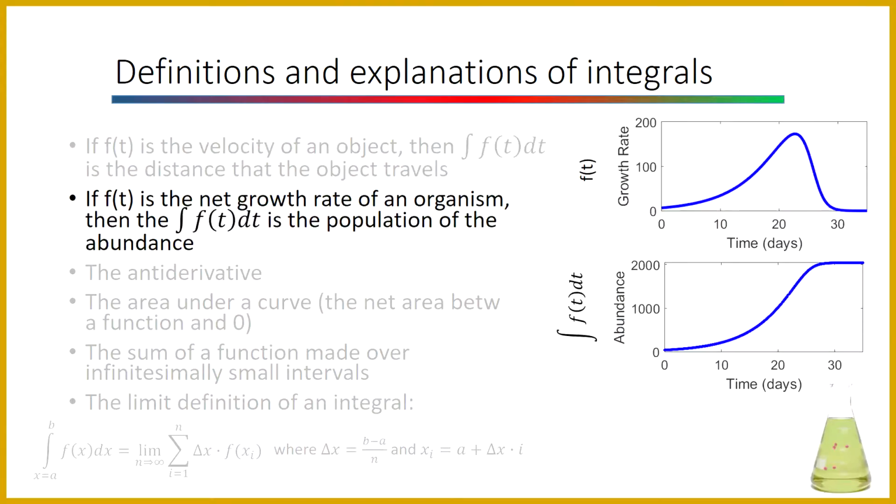As we discussed in the last toolbox, we could also use the integral to understand how the population of a species changes in time, if we know the net growth rate of the organism. If f of t is the net growth rate of an organism, then the integral of f of t dt is the abundance of the species. For instance, if we had measurements of the instantaneous net growth rates of Karenia brevis, the algae that causes harmful algal blooms along our coast, then we could integrate those growth rate measurements to determine the abundance of Karenia at any point in time.